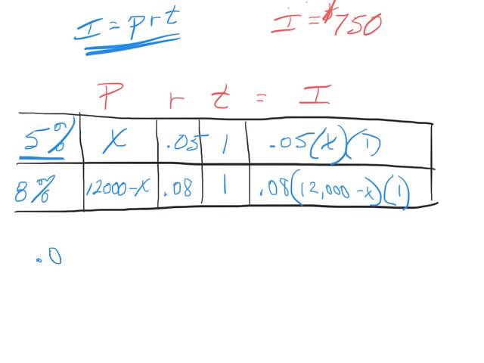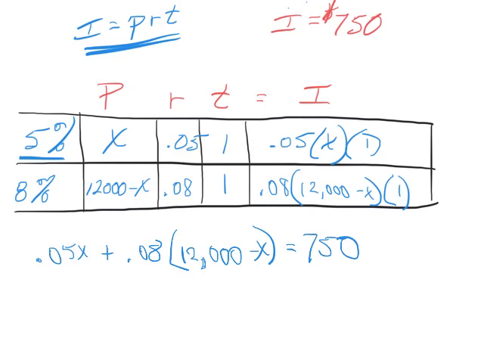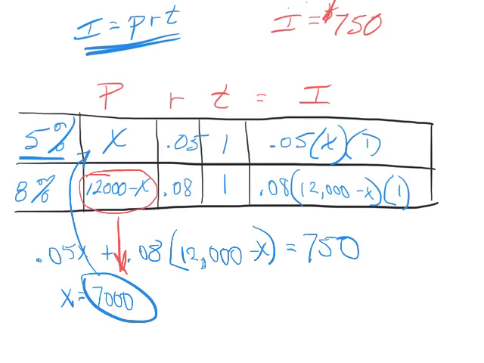So if I take 0.05x and add 0.08 times 12,000 minus x, and I add those two together, I'm going to get $750. So I'll leave the math up to you to go ahead and solve that. But a good handy calculator will give you an answer pretty quick and easy that x equals 7,000. So that's how much I borrowed at 5% interest. So therefore, the amount I borrowed at 8% is going to be the 12,000 total minus the 7,000. So the amount at 8% will be $5,000.